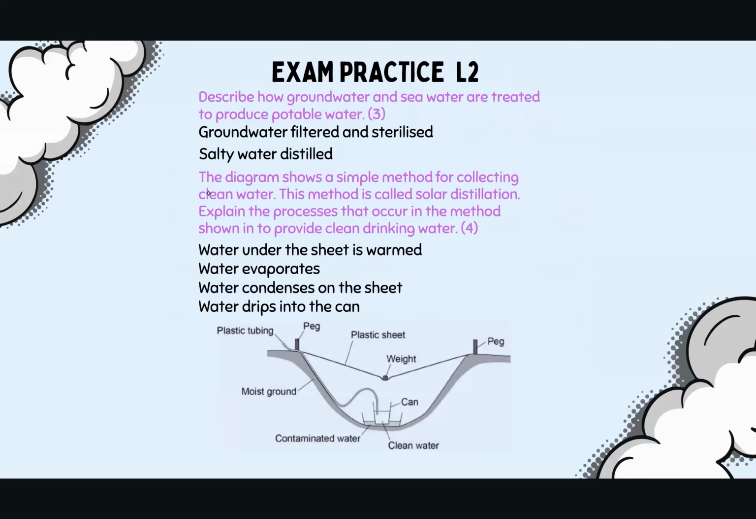Okay, so let's have a quick look at these questions. Describe how groundwater and seawater are treated to produce potable water. So groundwater and seawater are filtered and sterilized. And seawater is salty, so it's distilled or reverse osmosis is done.